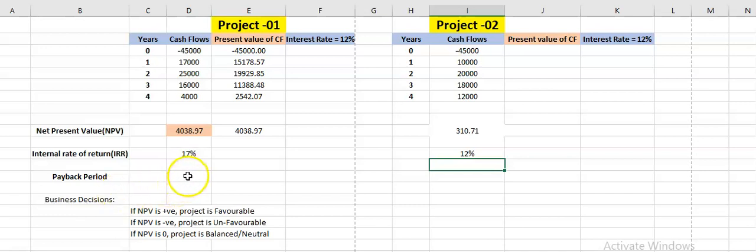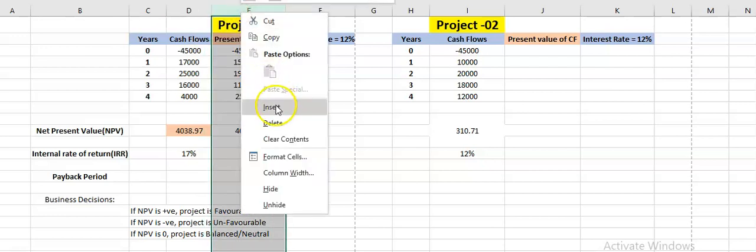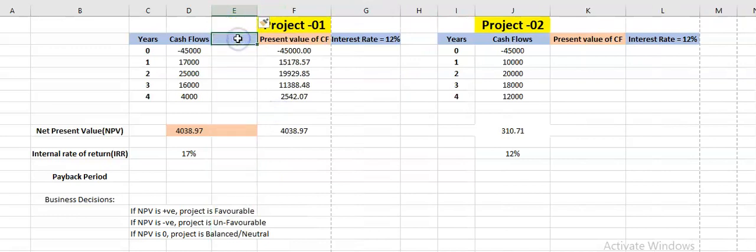Now calculate the payback period. How to calculate the payback period? We need cumulative cash flows. So how to calculate cumulative cash flows? Cumulative cash flow is the combined cash flows year to year. For example, here is minus 45,000. Now we add minus 45,000 plus the year 1 positive cash flow of 17,000, like this, is equal to sum.